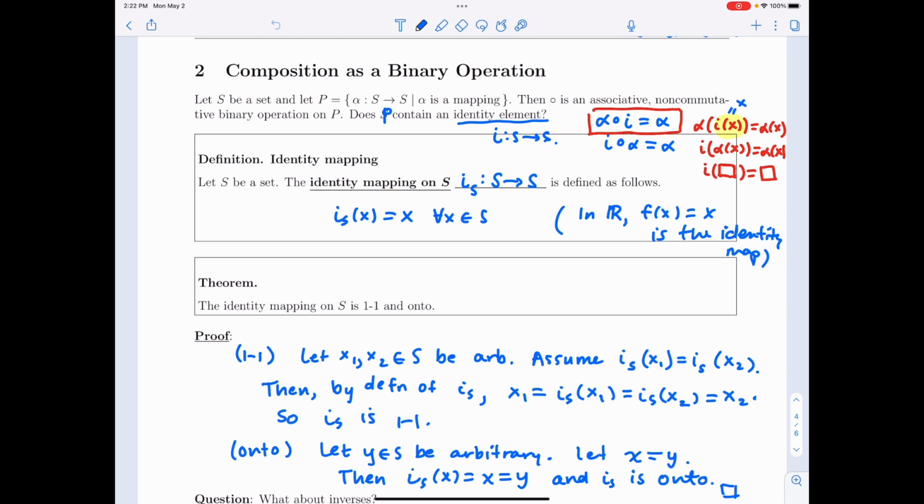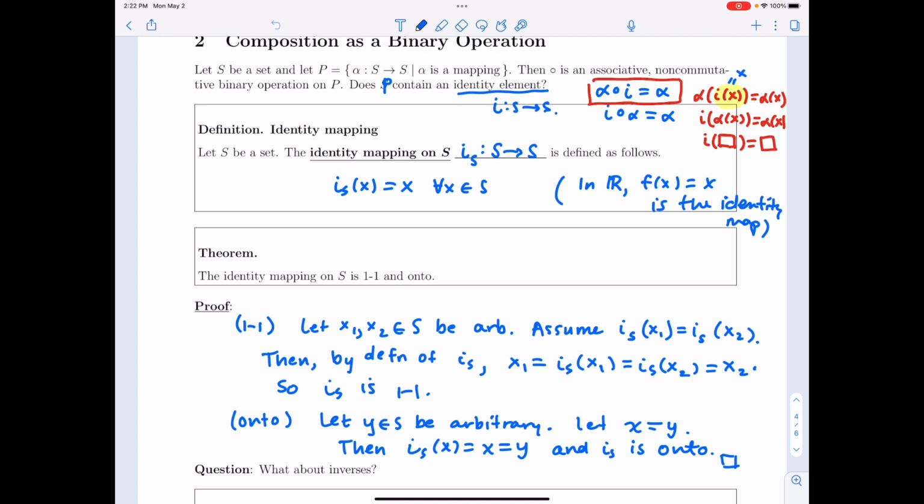So, last time when we talked, we were talking about composition being a binary operation. So, it's an operation between two mappings that produces another mapping. We then ask the question, well, if it is indeed a binary operation, then does it have an identity element?